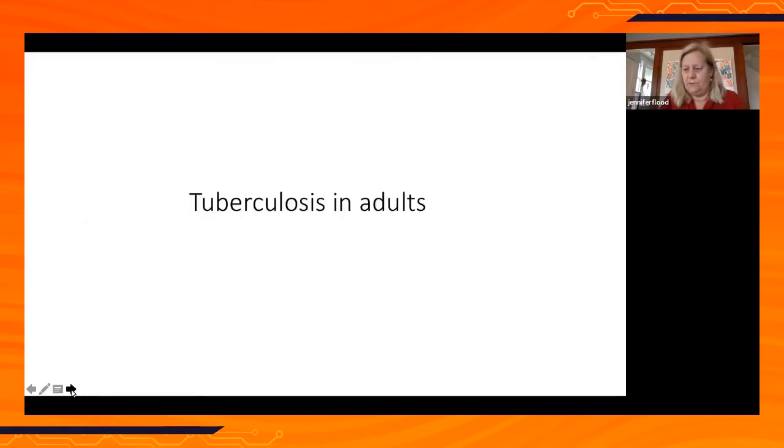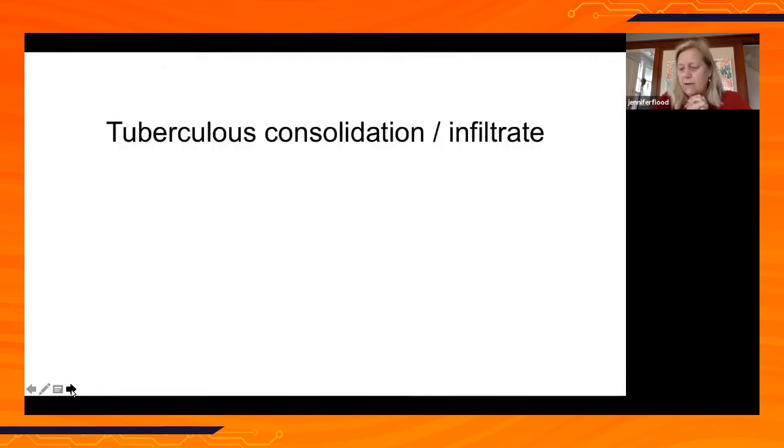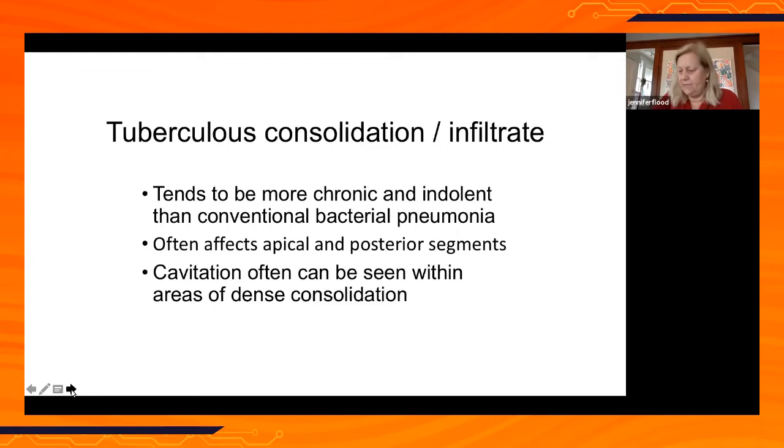Let's first turn to adults. Adults with active TB most often present with an infiltrate like this one. TB consolidations may be patchy or poorly defined or even dense. In contrast to other causes of infiltrates or consolidation on chest X-ray, such as pneumococcal pneumonia, TB tends to be more chronic or indolent, and the location is frequently in the apices and posterior segments of the lungs. In addition, cavitation may be seen within areas of dense consolidation.